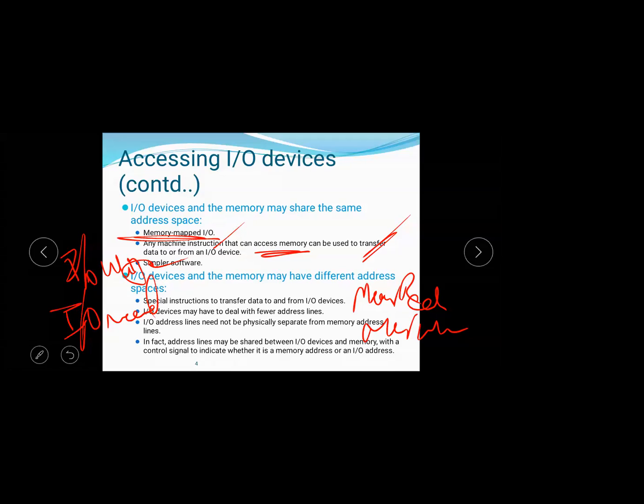Whereas in memory mapped IO, in the first case, same instructions are used for both memory and IO devices. In this case, memory instructions are separate, IO instructions are separate. Memory read, memory write. Similarly, IO read, IO write. To access the memory unit, you have to use memory read, memory write instructions, whereas to access IO devices, you have to use IO read, IO write instructions. IO device may have to deal with fewer address lines. IO address lines need not be physically separate from memory address lines.